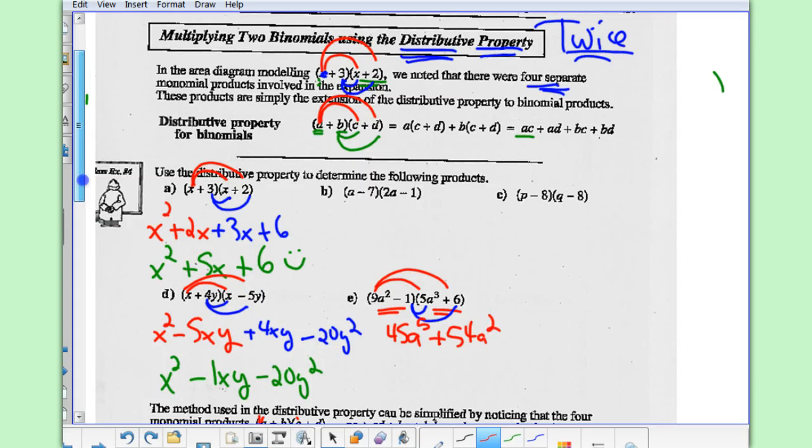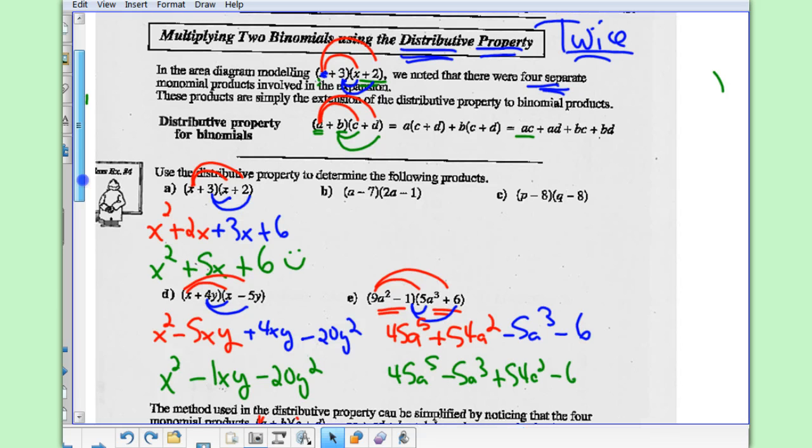54A squared. The blue ones, minus 1 times 5, minus 5A cubed, and a minus 6. And there aren't any terms that are like that I can add up. But I'll bet you the answer in the book would probably put it in descending order. So it would have 45A to the 5 minus 5A cubed, because that's a higher degree, plus 54A squared minus 6. Okay? So that's really all the methods you need.